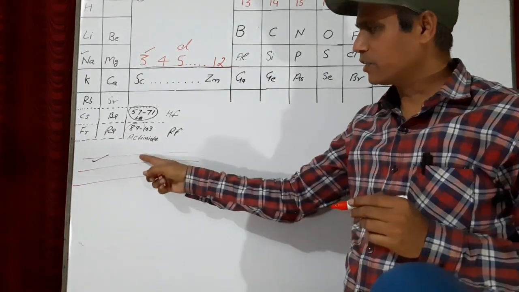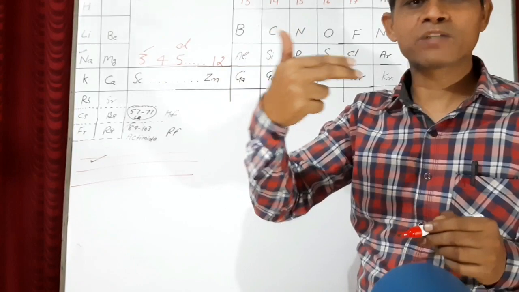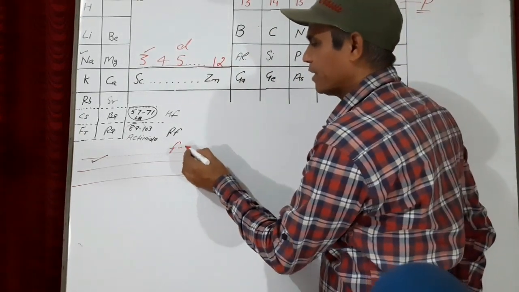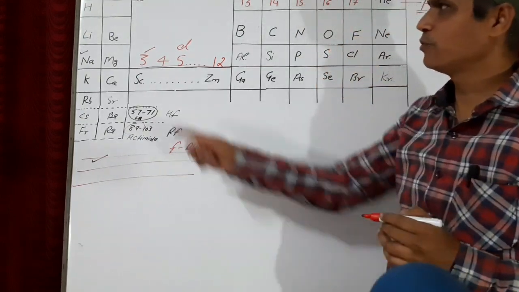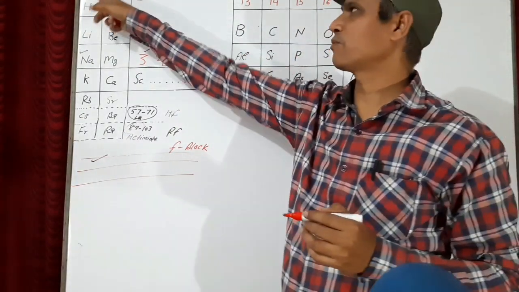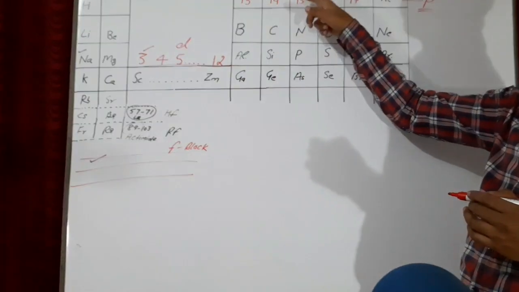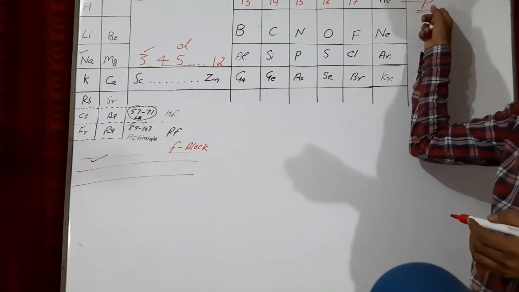And then there are two rows. Here the electrons are filled in the F subshell. Therefore, these are called F block elements. So, they are also arranged in the form of S block elements, group numbers 1 and 2, and P block elements, group numbers 13, 14, 15, 16, 17 and 18. They are called P block elements.